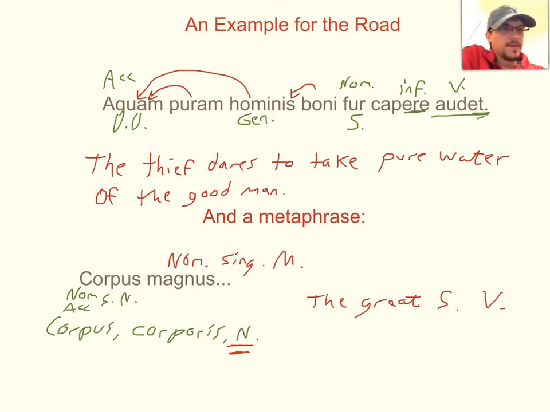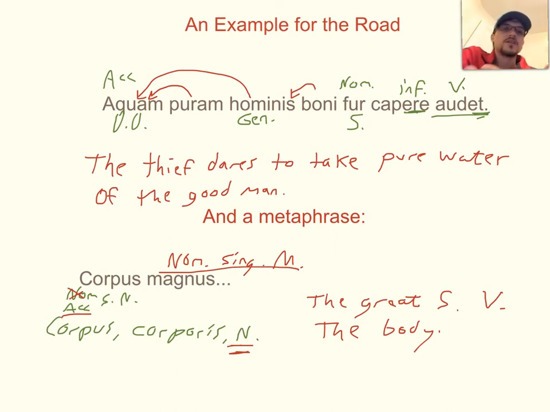Verbs. And now we're saying that because this is nominative singular masculine, this one probably can't be nominative. In fact, it's very, very unlikely that it's nominative. So it's accusative because we have our nominative singular already. And that means it's the direct object. And we can say the great subject verbs the body. And there you are.